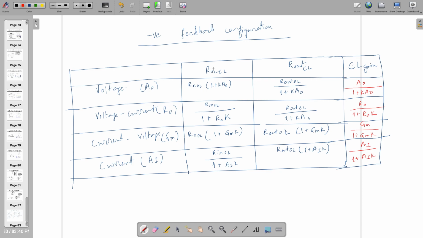And in the case of R in and out, it depends on whether you want infinity or 0. If you need infinity, it has to be multiplied by a loop gain, and if you want the output resistance as low as 0, then you need to divide it. So that's how we are closing this chapter on feedback.